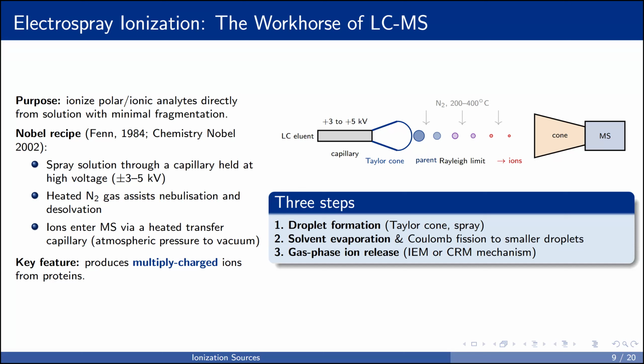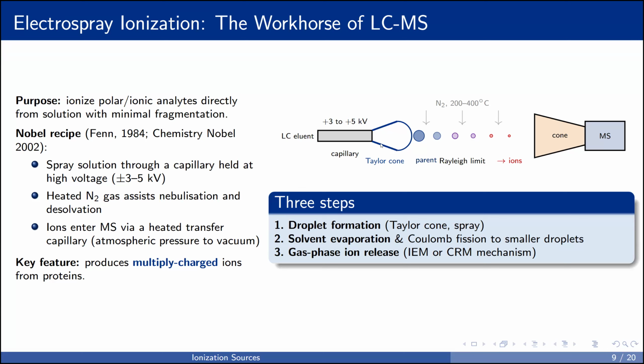Eventually, they reach the Rayleigh limit, the point at which Coulomb repulsion between the charges on the droplet exceeds the surface tension holding the droplet together. The droplet falls apart into smaller droplets, a process called Coulomb fission, and those smaller droplets go through the same cycle again. After a cascade of these fission events, you're left with very tiny charged droplets, eventually so tiny that only one analyte molecule is in the droplet. Through mechanisms still debated, the ion evaporation model and the charge residue model, the analyte is released into the gas phase as an ion, typically carrying one or more protons.